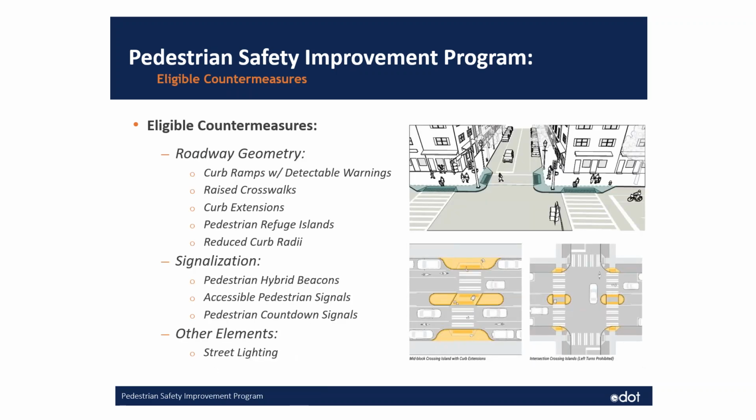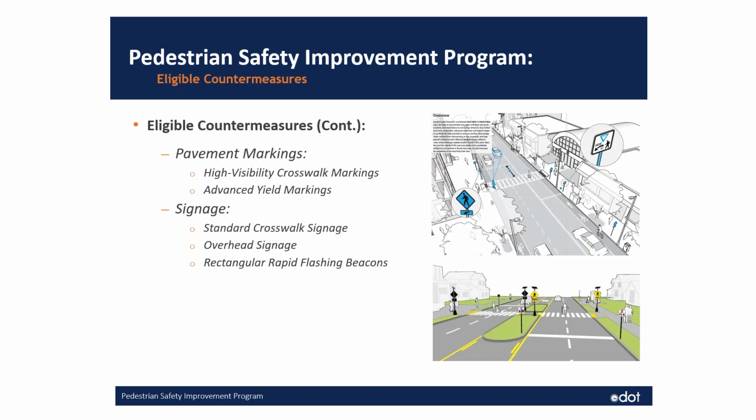Eligible countermeasures through this program included some more intense infrastructure, like curb ramps, which aren't that bad, but raised crosswalks, curb extensions, refuge islands, all stuff that requires a full utility location survey and that kind of thing. Some medium cost countermeasures like signalization, and then some fairly cheap simple countermeasures like high visibility crosswalks or advanced yield markings or some standard signage, RRFBs, that kind of thing.